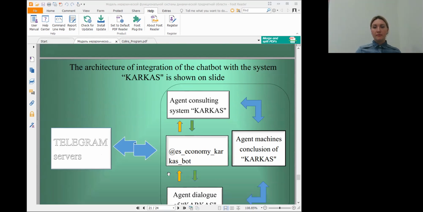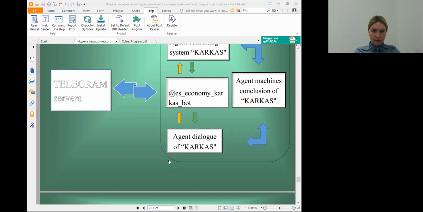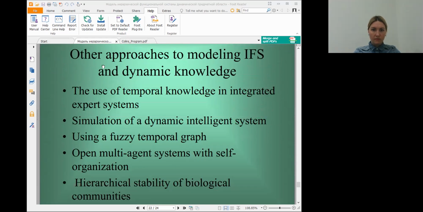The architecture of integration of the chatbot with the carcass system is shown on the slide. Other approaches to modeling the FS and dynamic knowledge: the use of temporal knowledge in an integrated expert system, simulation of a dynamic intelligent system using a fuzzy temporal graph, an open multi-agent system with self-organization, hierarchical stability of biological communities.